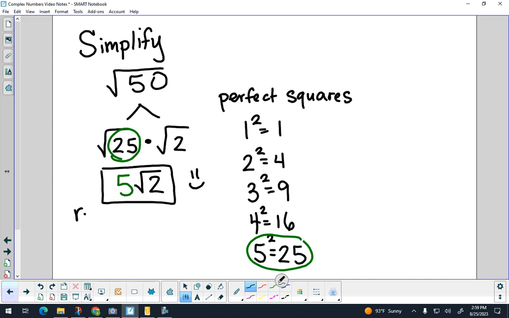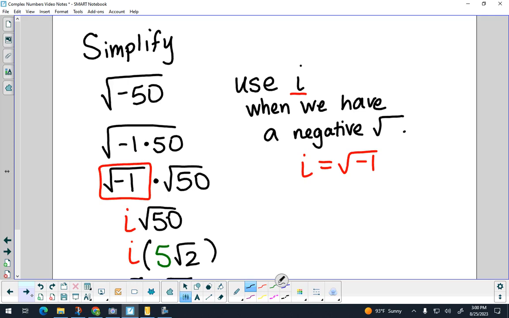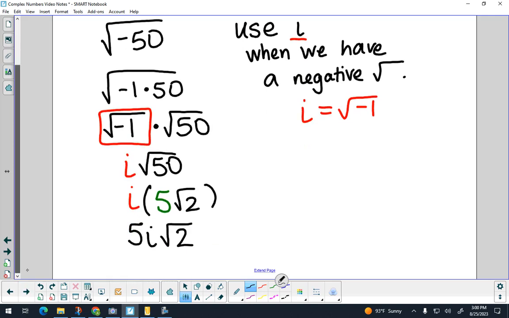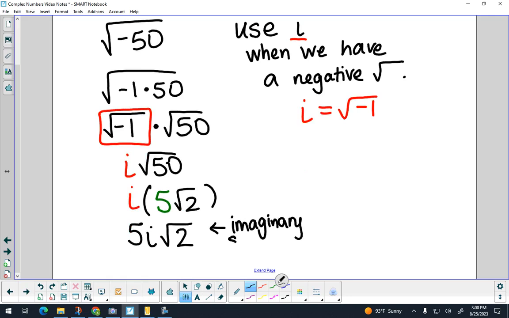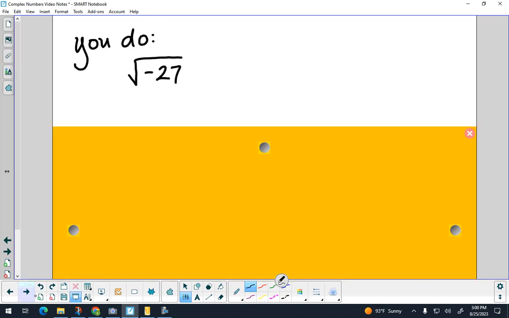Remember, this is a real solution, and this is not a real solution. Okay, this is an imaginary solution, because we had to use the imaginary number i in order to solve it. Okay, so pause the video, and you do this one and break this down. Okay, you try this one, so pause the video.